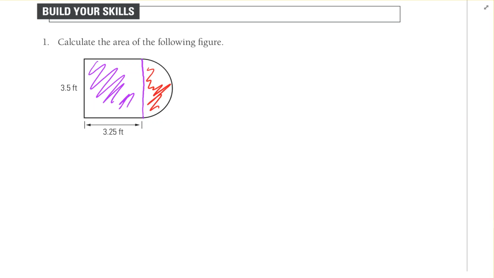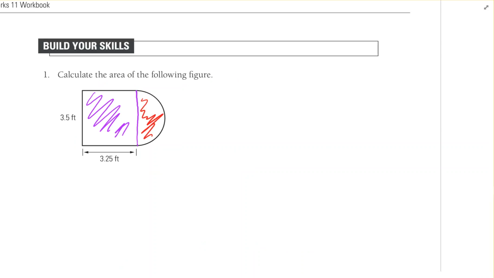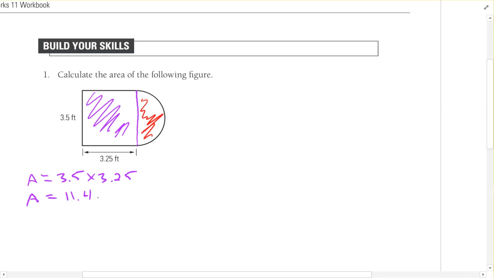So the surface area of just the square. Well, the surface area of a square, remember, or a rectangle was always just length times width. And that's the same as a square, which is just one side times the other side. Pretty much the same thing, right? Okay, so for the square part here, the area is equal to 3.5 times 3.25. So the area of the square is 11.4 feet squared, for units there. Now maybe put a box around that just so we can remember.